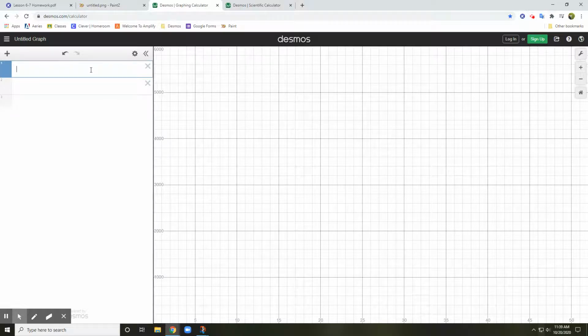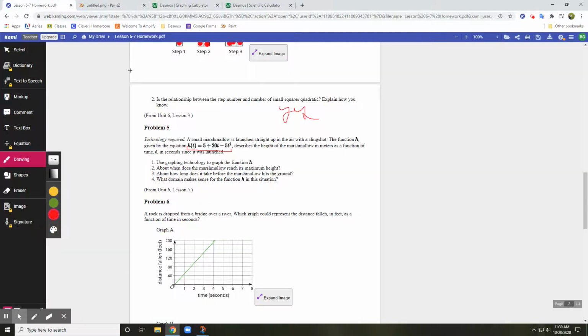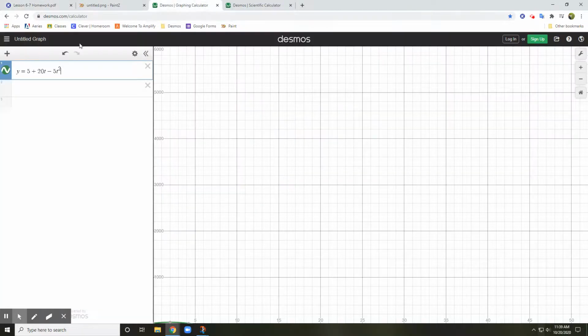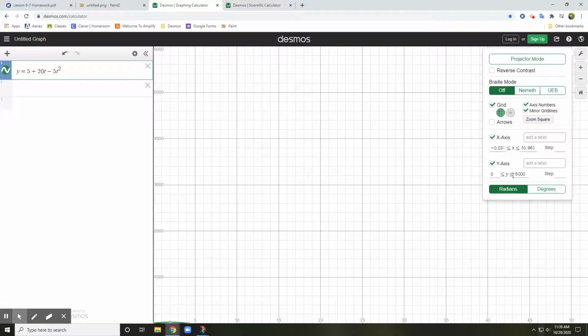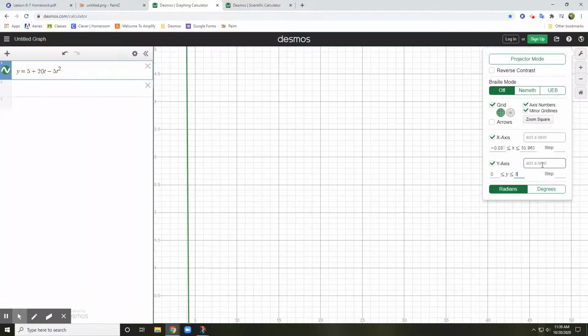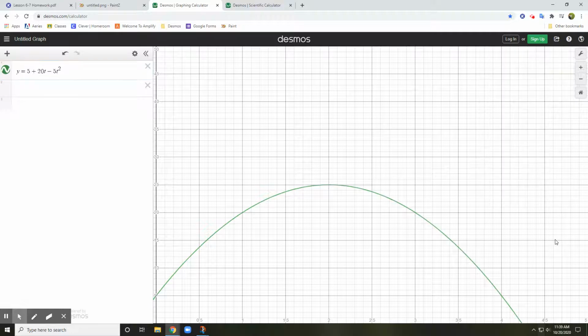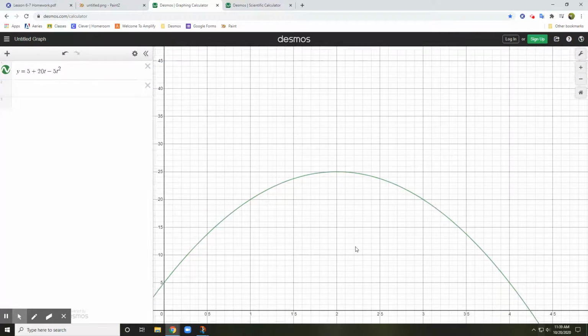Let's do this. Y equals 5 plus 20t minus 5t squared. That doesn't sound right. That sounds like I messed that up. Nope, it is right. Okay, well, it is down there. So let's go back down to 50. All right, it's still way too big. It looks like 5 is the maximum, so let's stretch it out to 5. All right, that looks a lot better.